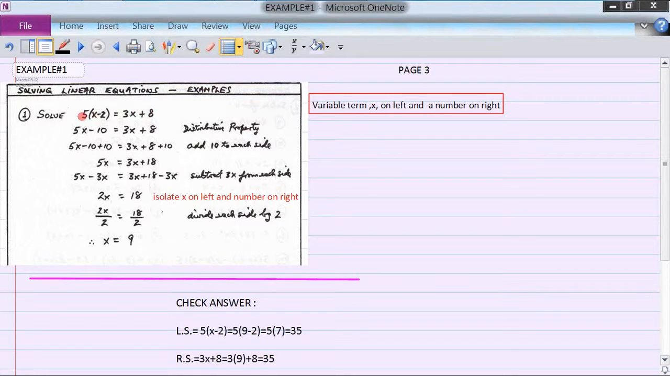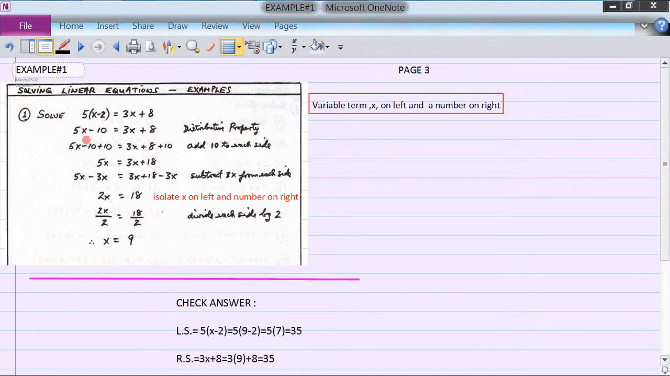So first thing we do is multiply 5 times x. We get 5x. And plus 5 times minus 2 gives us minus 10. And the right side is 3x plus 8. So from going from here to here, we just use the distributive property.